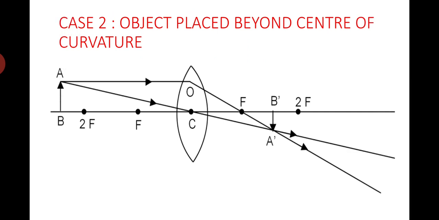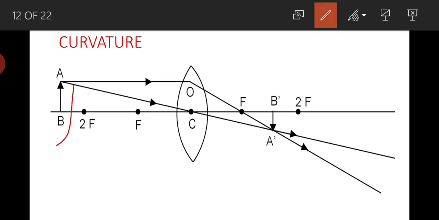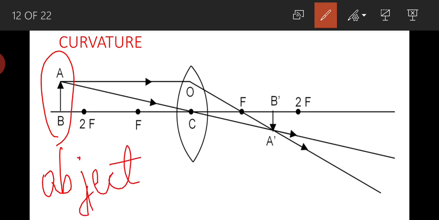And case 2, object placed beyond center of curvature. When object is placed beyond center of curvature, this is object, and we are going to use two light rays. One light ray is parallel to principal axis. After falling on the lens, it will pass through focus. And second one is light ray which is moving through the optic center. It will go straight without any deviation. Hence these two light rays are meeting at this point. So at this point image formation takes place.